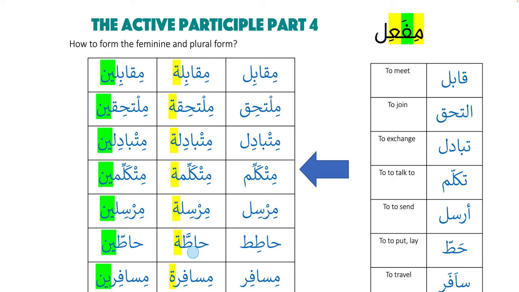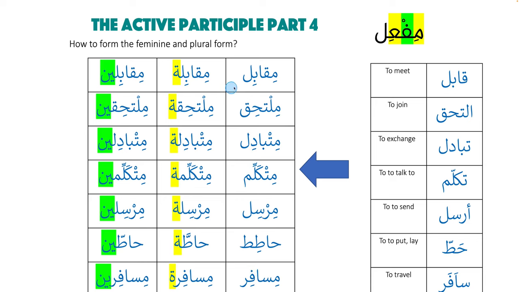There is a rule in Arabic which says, if you've got two letters of the same, and you try to add a suffix after it, these two letters double back again. Hence, in the feminine form here, you see we've doubled the letter ta back again, and we wrote our shadda on top of it, just to remind us we've got two letter ta of the same there. So that becomes hatta. That is the grammar, and that's why we've doubled back the letter ta again. Musafir becomes musafira. And then changing the singular masculine form into the plural, all we need to do again is to add een to the end of it. So mqabil, mqablin, miltahiq, miltahiqin, mitbadil, mitbadlin, mitkallim, mitkallmin, mrsil, mrslin, hatit, hatin, msafir, msafrin.